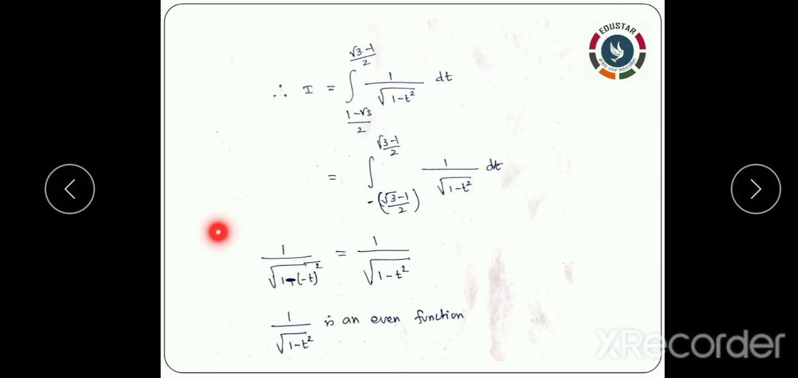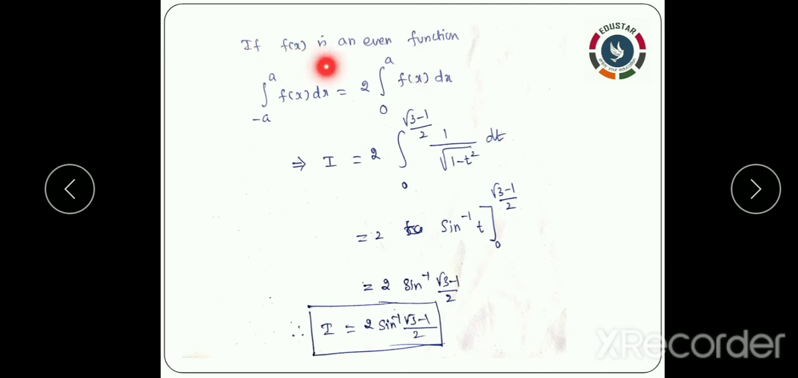As we know, 1 by square root of 1 minus t squared is the same as 1 by square root of 1 minus (minus t) squared. Then it is an even function, because even though t is minus, we can square it and get the positive value. Therefore 1 by square root of 1 minus t squared is an even function. If f of x is an even function, we know the property: the integral from minus a to a of f of x dx equals 2 times the integral from 0 to a of f of x dx. We will use that property.